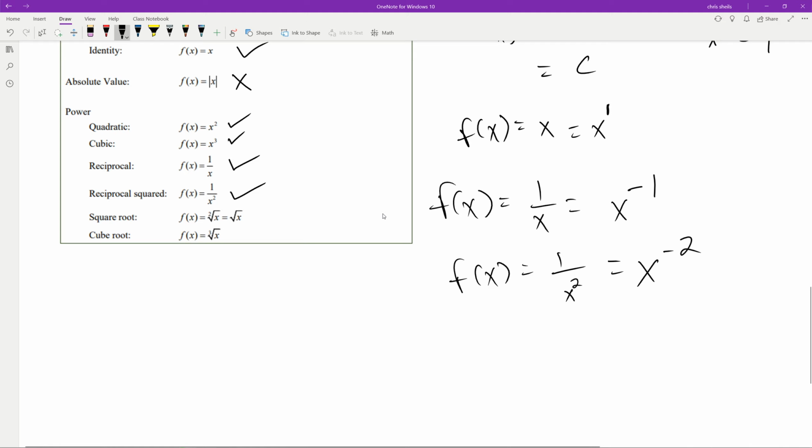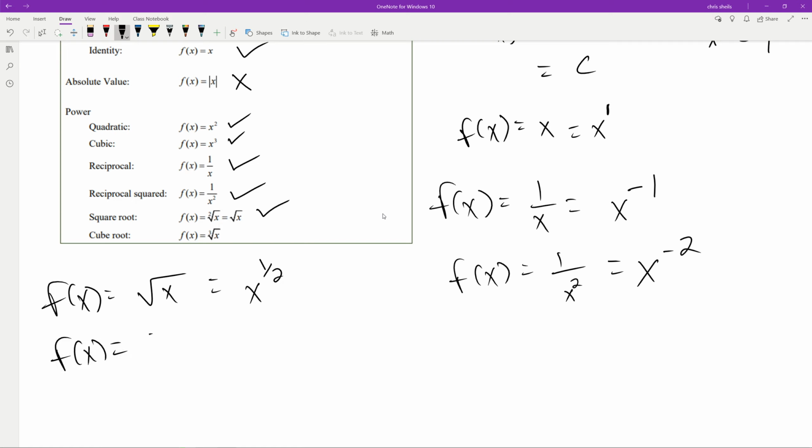For these last two, the square root function, f of x equals the square root of x, can be rewritten as x to the power of 1/2. So because I can express this as x being raised to some power, the square root function is a power function. It simply has a fractional power, but that's okay. And the cube root function is going to function similarly, because the cube root of x can also be rewritten as x to the power of 1/3, which makes the cube root of x also a power function.